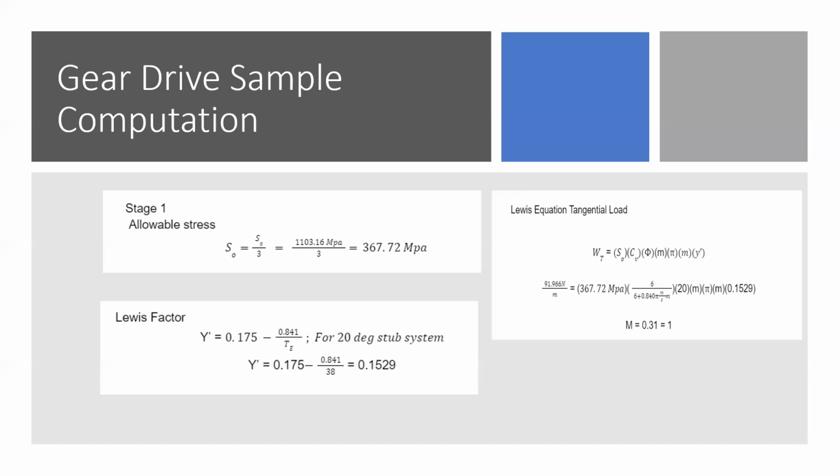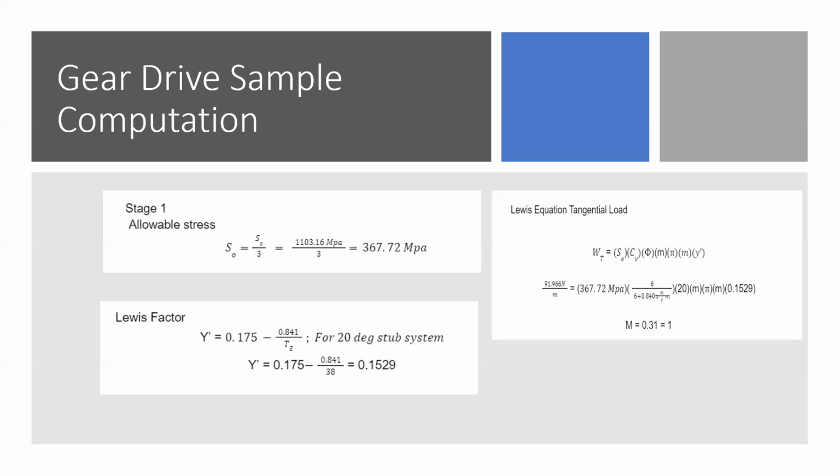After this, we will solve for the equivalent number of teeth, and then we can further solve for the Lewis factor, which is shown below. For this stage, the computed value for the teeth is 38, and the Lewis factor is y minus 0.841 over TE. Substituting the values, we can get a factor of 0.1529. After this, we can determine the face width, which is given at 20 millimeters maximum face width. And then we can compute the Lewis equation for tangential load using the empirical formula.